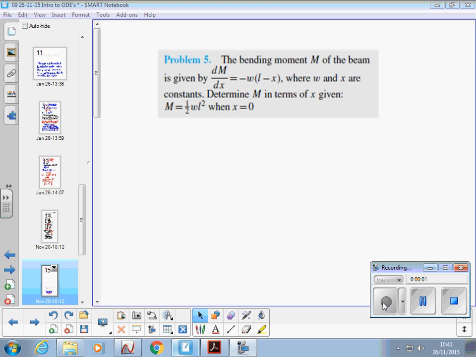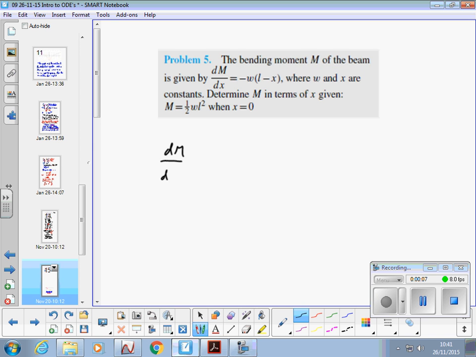So let's look at this example then. dm/dx equals minus w(L minus x), where w and L are constants. I take issue with that, where w and x are constants. x is our independent variable.